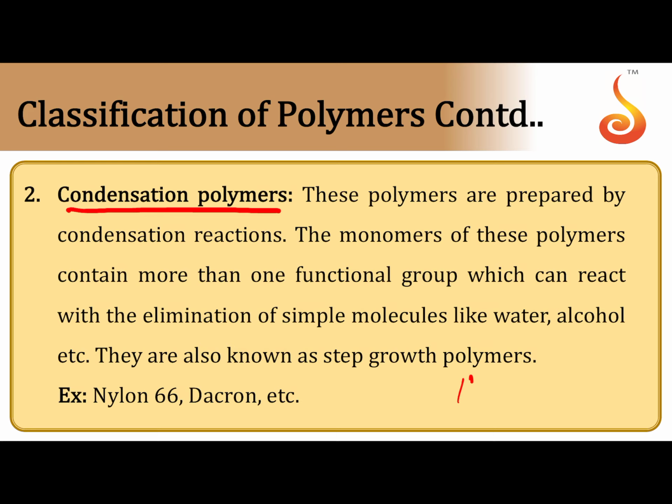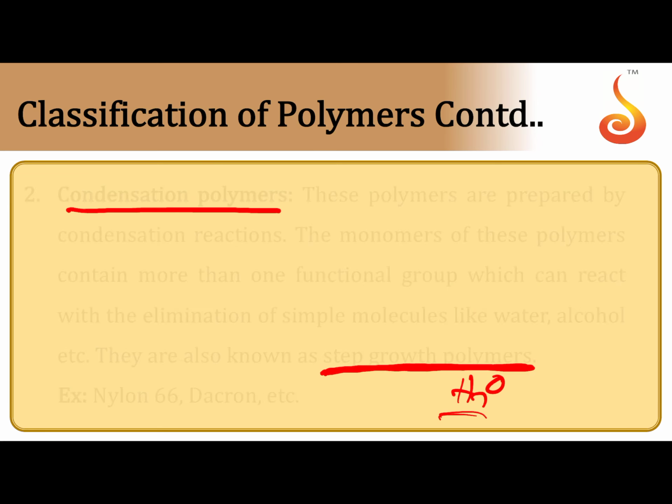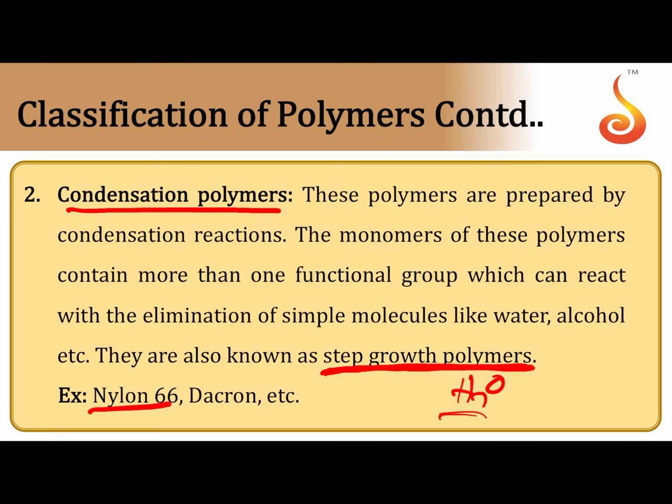During condensation polymerization, a small molecule like H2O is eliminated between two monomers. The monomer should be a polyfunctional monomer. A minimum of two functional groups must be present. Those two functional groups may be identical or different. Condensation polymers are also called step growth polymers, while addition polymers are called chain growth polymers.